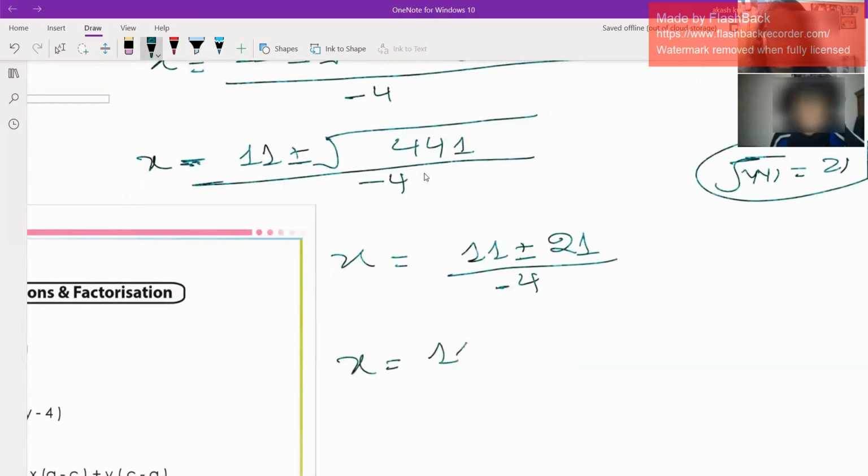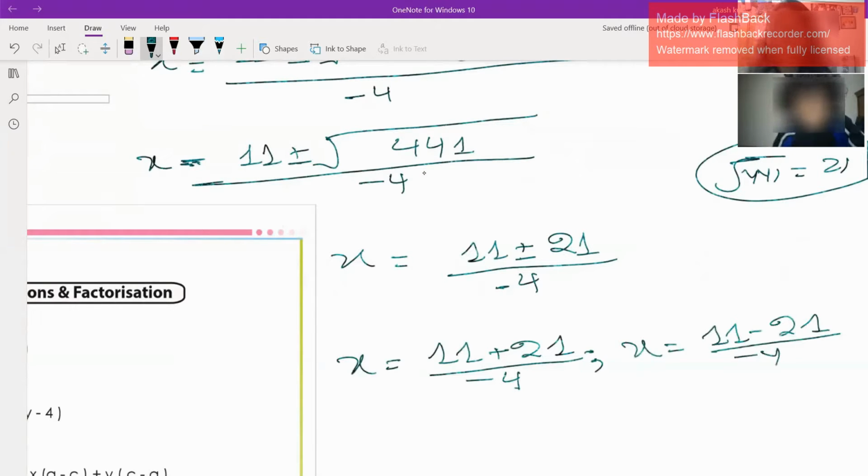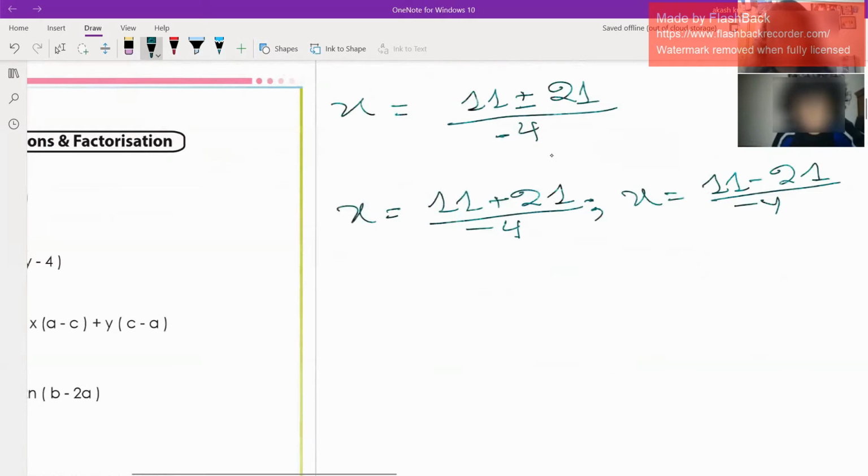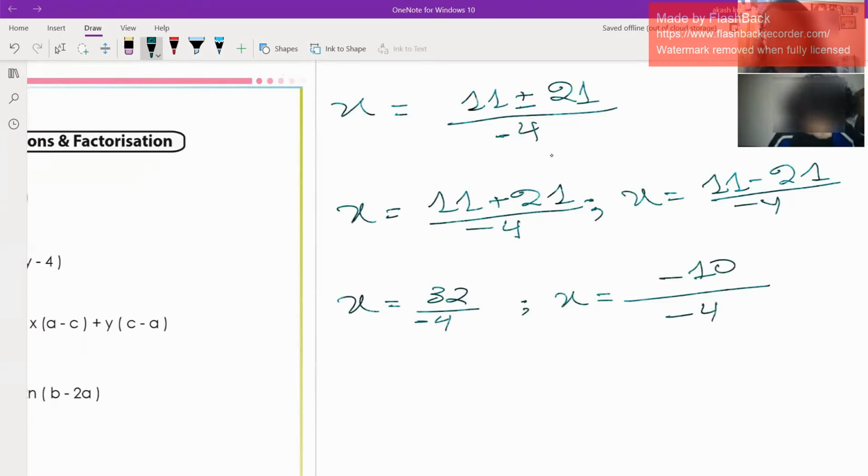So x equals 11 plus 21 over minus 4, and x equals 11 minus 21 over minus 4. Is it clear? So x equals, what is 11 plus 21? 32, divided by minus 4. And the other value of x is 11 minus 21, which is minus 10, divided by minus 4. Can we cancel out the minus? Yes. Can we simplify 10 over 4 and 32 over minus 4?